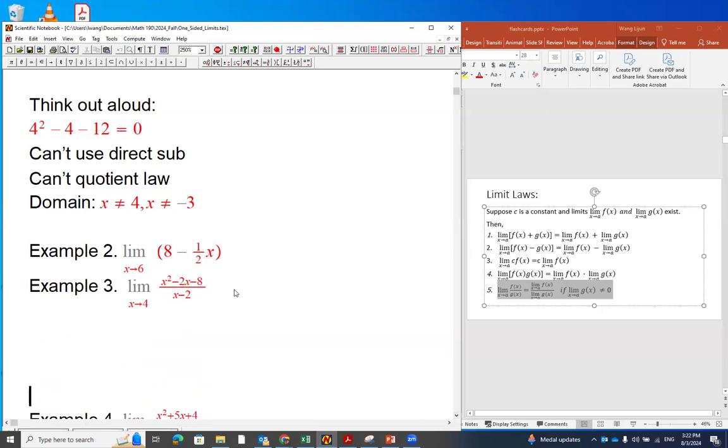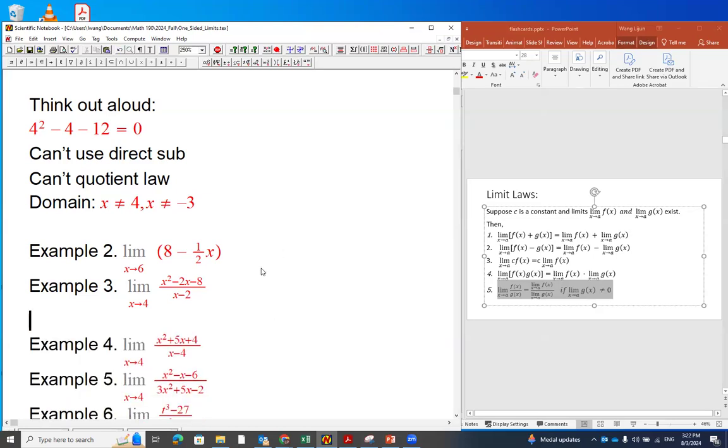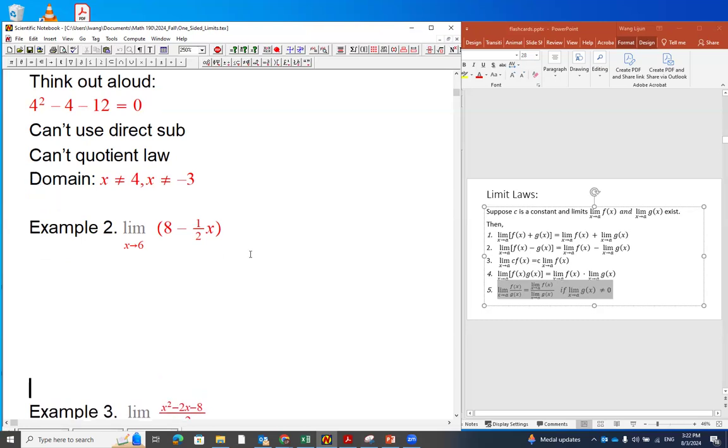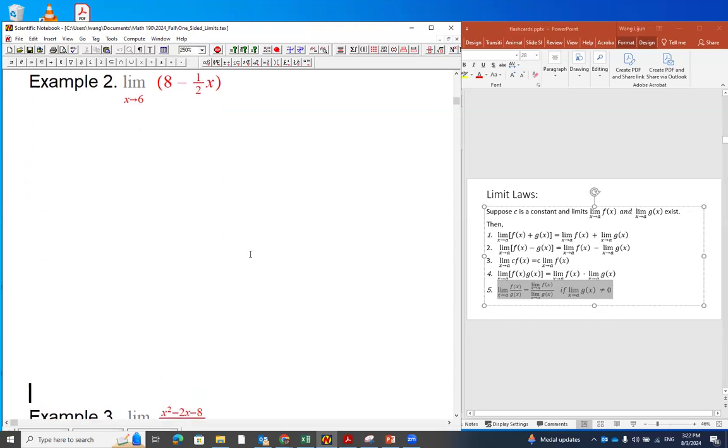In the second example, we have x approaching 6, and a function 8 minus half times x. This is a polynomial.